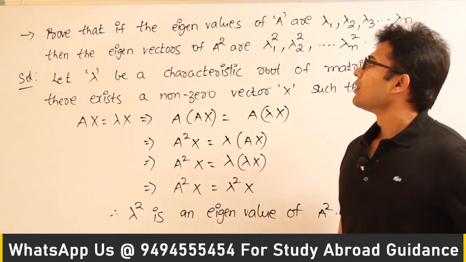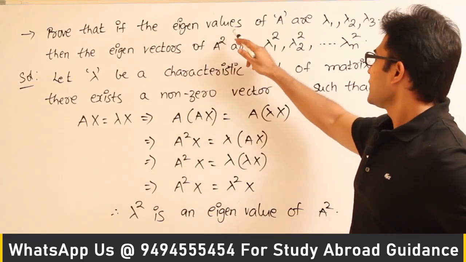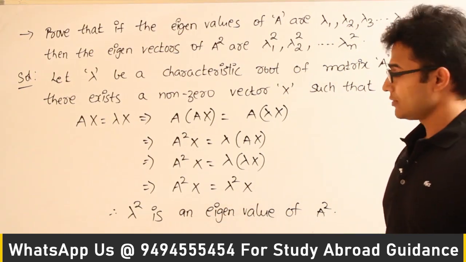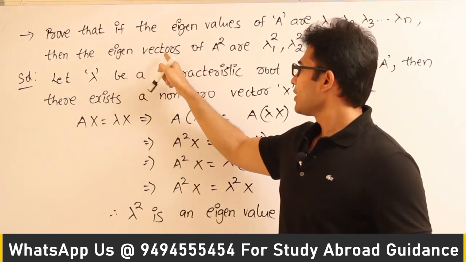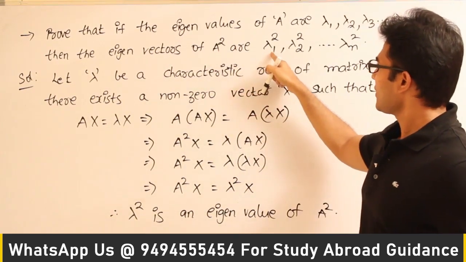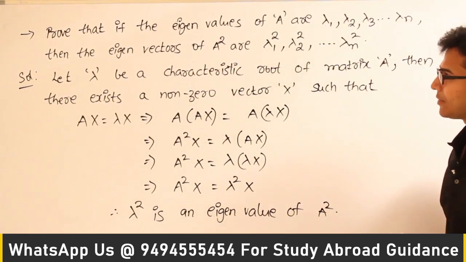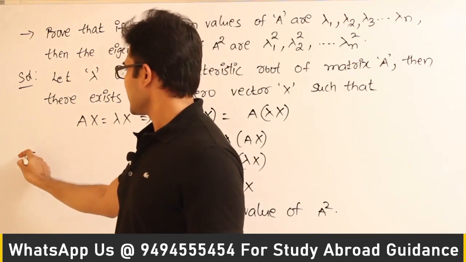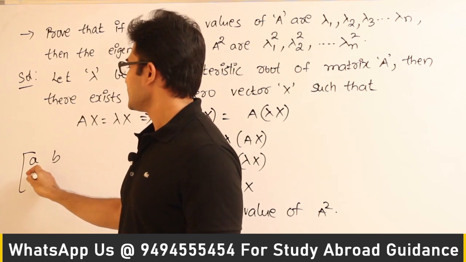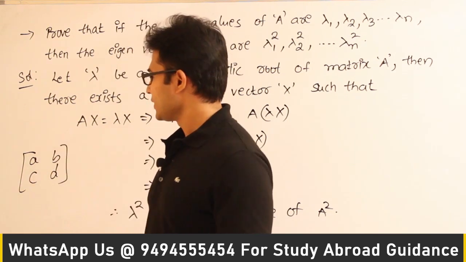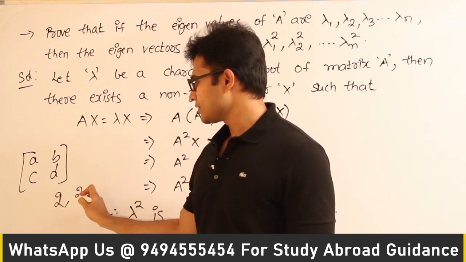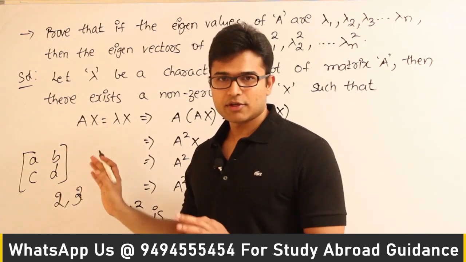See this? They are asking that if the eigenvalues of A are lambda 1, lambda 2, lambda 3, and so on up to lambda n, then we have to prove that the eigenvalues of A square are lambda 1 square, lambda 2 square, up to lambda n square. So if you have a matrix like this, A, B, C, D, and you found out that the eigenvalues of this matrix are, let's say, 2 and 3, okay? These are the eigenvalues.